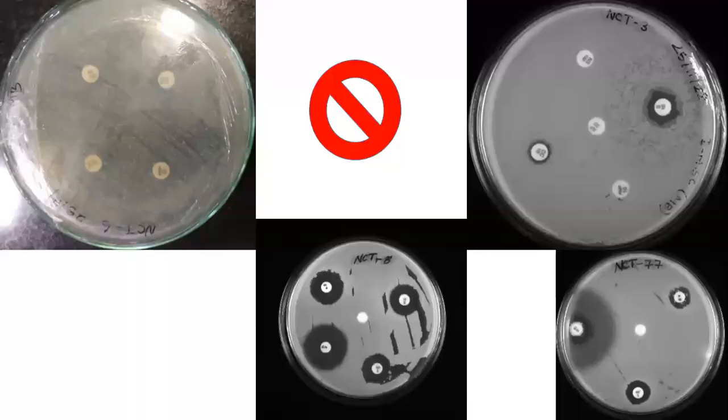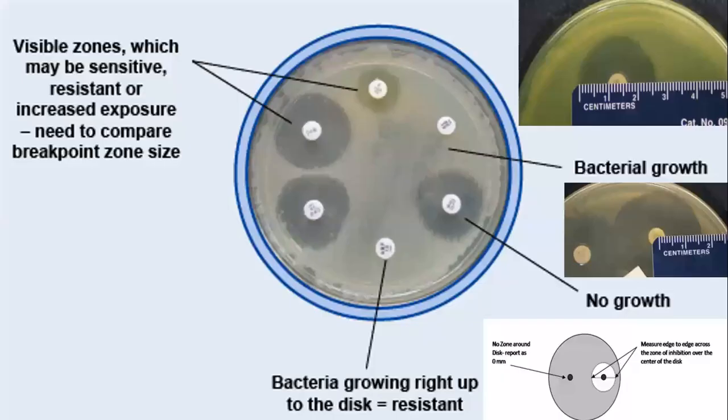What not to do? Here, the swabbing is not uniform. Here, it is clearly contaminated. One bacteria is growing as a lawn, another as isolated colonies. Clearly contaminated. These kinds of mistakes come from the handling of the broth.